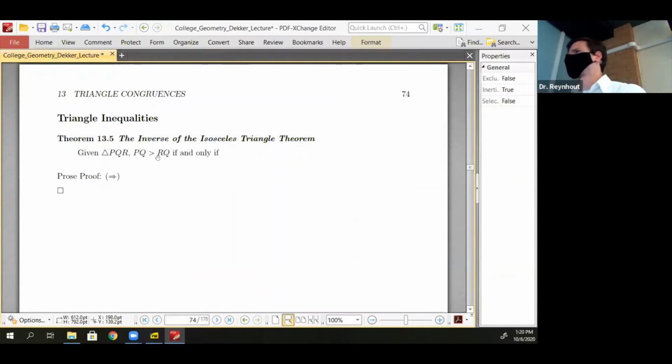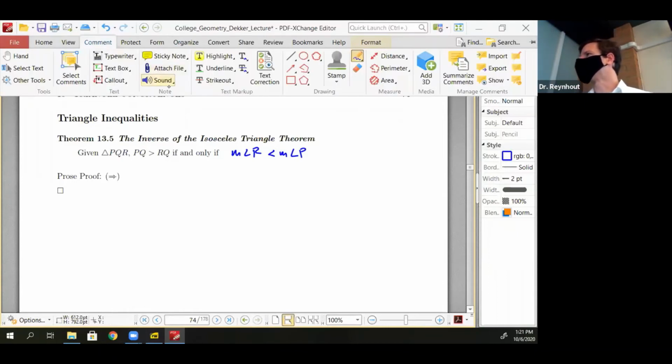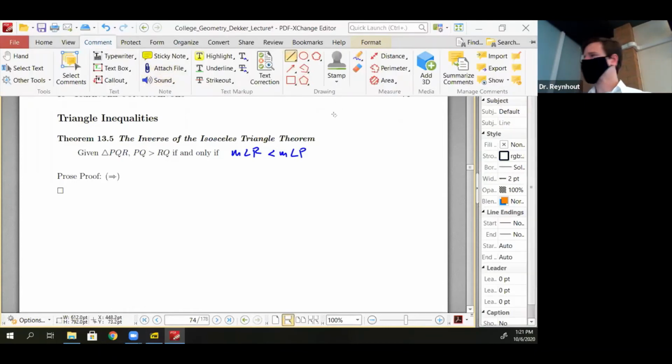If we have that two side lengths are not equal, then what we get is that, yes, here we are. Of course, the angles are not equal either. So for triangle PQR, if PQ is larger than RQ, that's true if and only if the measure of angle R is less than the measure of angle P. Now that's kind of hard to think of without a visual aid, so that we can do.